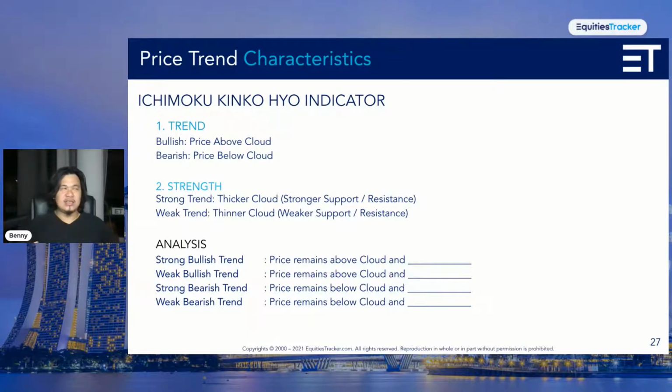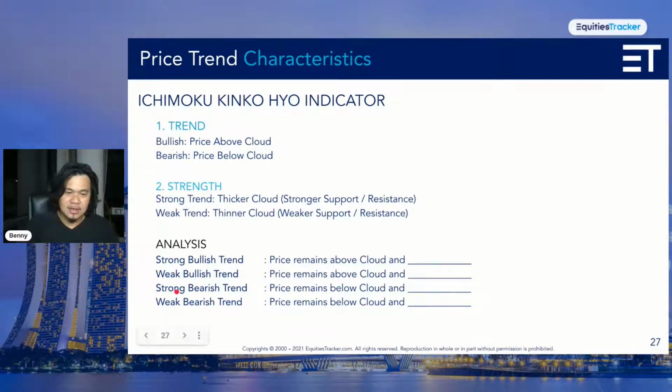So here, instead of just telling you whether the price is in an uptrend or downtrend, your analysis can go further. In an uptrend, that uptrend can be weaker or stronger, and the downtrend can be weaker or stronger. So bullish trend, remember, this is when the price is above the cloud. What makes the trend strong is whether the cloud is expanding or getting thinner. So a strong bullish trend is when the price is above the cloud and the cloud gets thicker. If it's a weak bullish trend, the price is still above the cloud, but the cloud gets thinner.